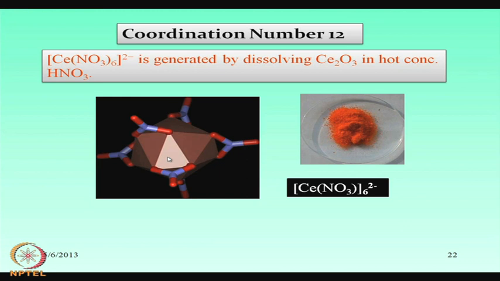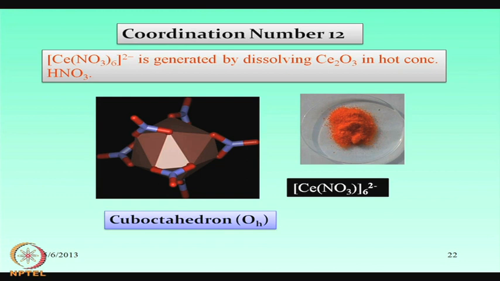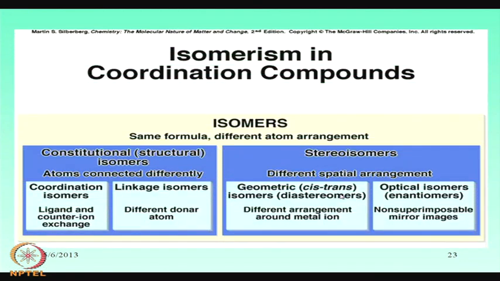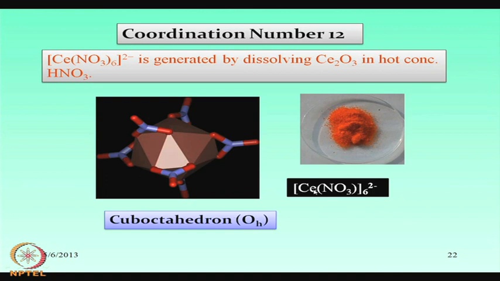12. So, we have a corresponding geometry, and this geometry is a typical cuboctahedron, which is also derived from a corresponding cube structure. And the cuboctahedral form arises because the problem is that we have to accommodate basically 6 such nitrate groups around the cerium atom.